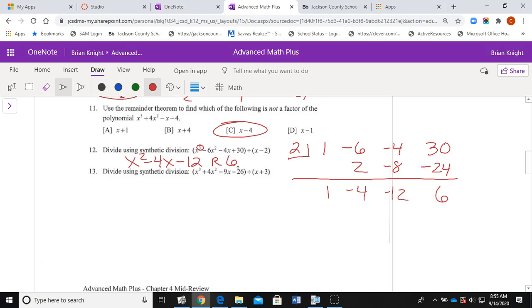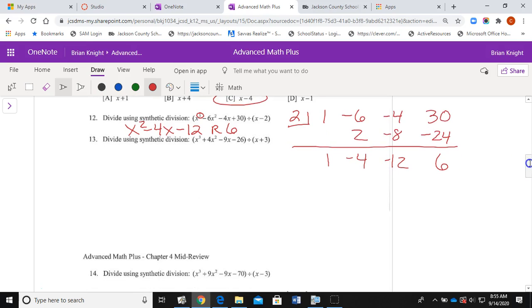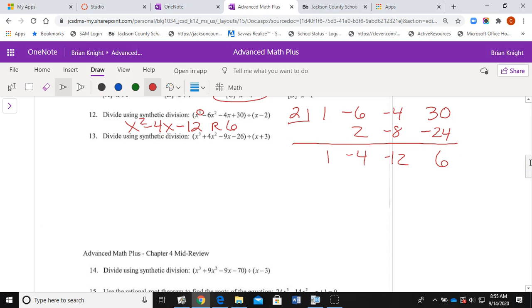Oh, I have a question. Hate it when I write the problem wrong. Yes, ma'am. So when we did the division like this earlier, we didn't change the sign. We kept -2, so why did we not change it this time?